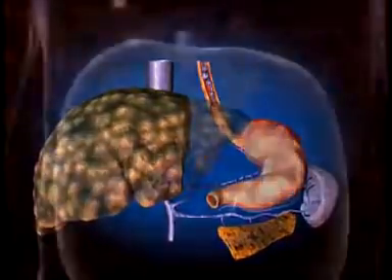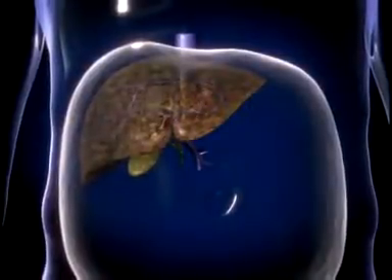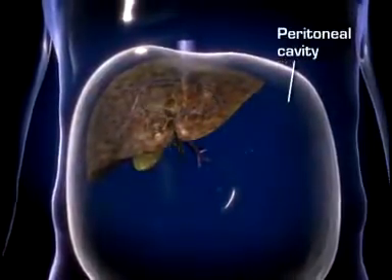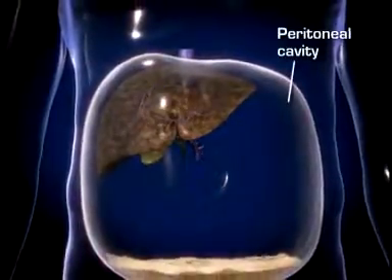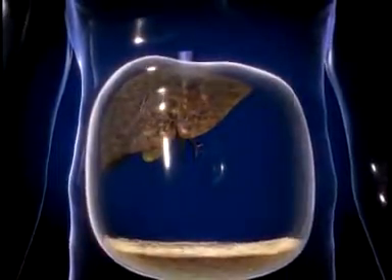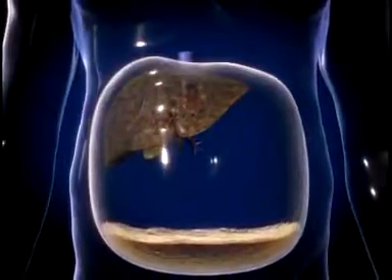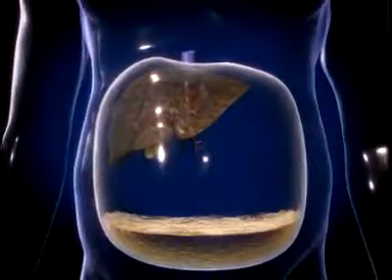Ascites is the accumulation of fluid in the peritoneal cavity and is one major result of portal hypertension. The blood that bypasses the liver is diverted to abdominal peritoneal vessels. Due to increased capillary pressure, fluid leaks out and into the peritoneal cavity.